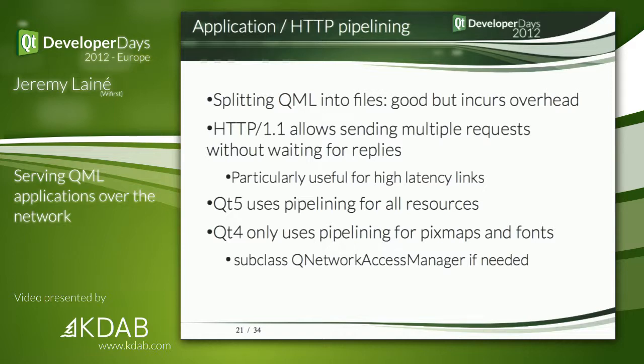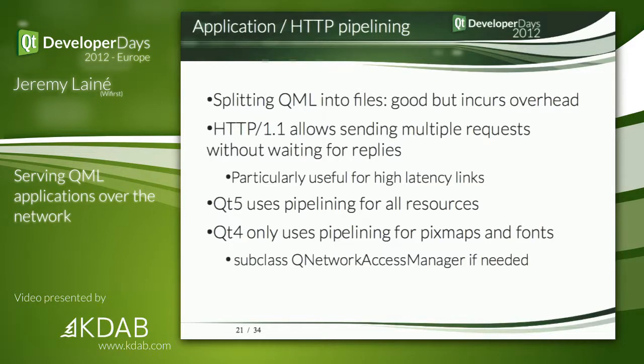If your QML files are just static files being served by the server, you know what you're requesting, you know you're not going to be subject to head-of-line blocking, so you can make use of HTTP pipelining, which is especially useful if you've got high latency links. So I'm thinking of radio, basically wireless connections. Qt5 already does this for you, regardless of what kind of resources you're loading, whether it's QML, images or fonts or whatever.